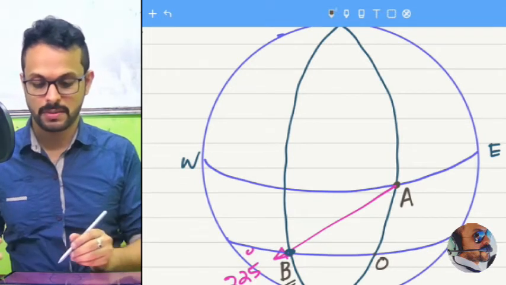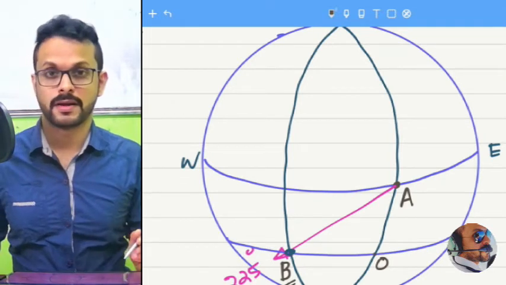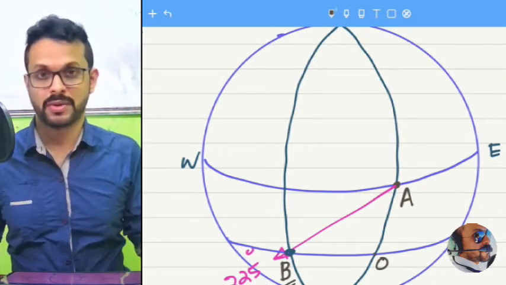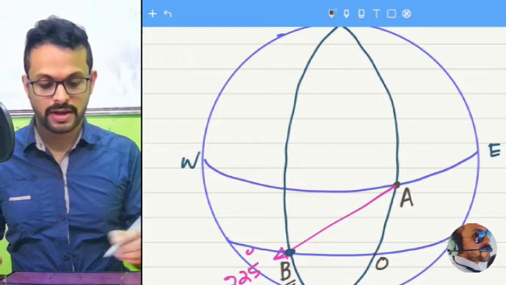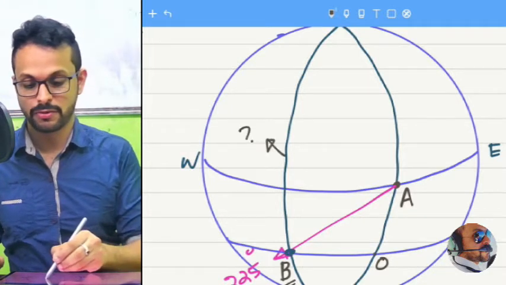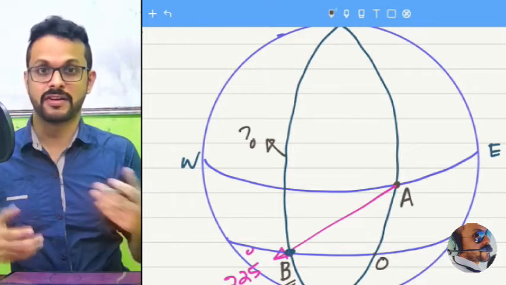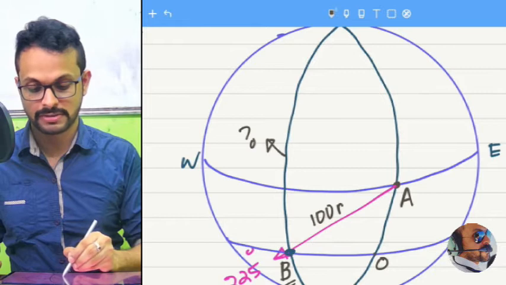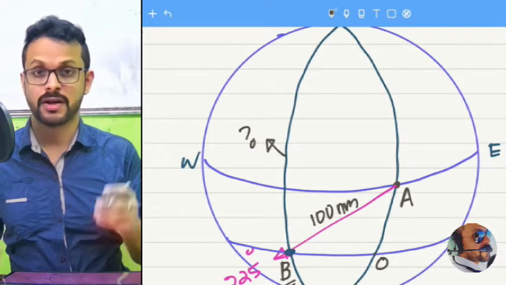We found the point B by identifying the distance as well as track from the question. So the whole idea is to find out this particular latitude and this particular longitude, which will fix the point B. A couple of data which we know, let's put it here. We know B is 100 nautical miles from A.